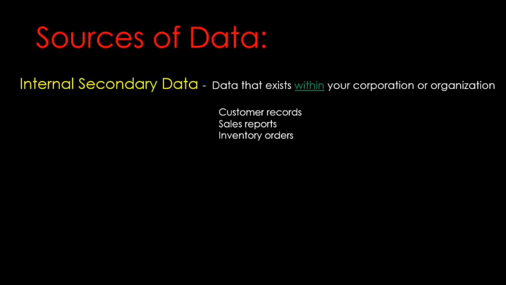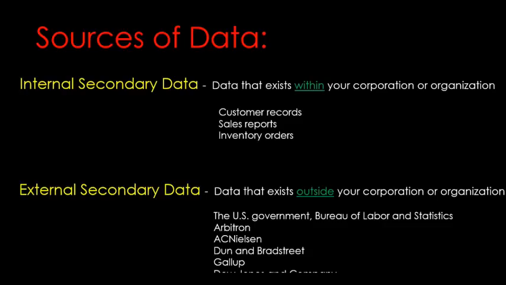All right, let's talk a little more about secondary sources of information. As we said before, a lot of data already exists in the world. Some of the data exists within your company or organization, and you have easy access to it. Other data exists in other companies or organizations, and you might have to pay for it. The data that exists within your company is called internal secondary data. Data that exists outside your company or organization is called external secondary data. The government, as I said before, is one of the biggest sources of external secondary data. There are also many other companies that are in the business of collecting and selling data. Some well-known companies that collect and sell data are Arbitron, AC Nielsen, Dun & Bradstreet, Gallup, Dow Jones, and so on.